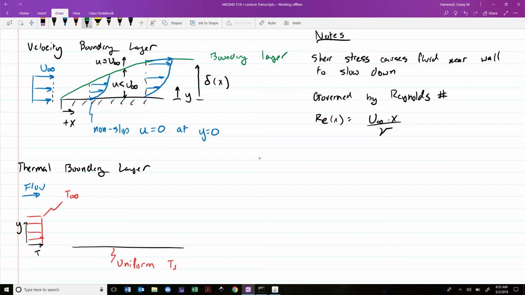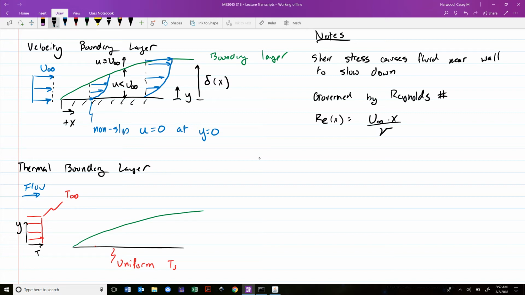So what's going to go on is as the flow encounters the plate, similar to the non-slip boundary condition, we're going to have a thermal equilibrium condition that says right at that surface, the fluid has to take on the surface temperature. Okay, those molecules that are in contact with the surface have to reach thermal equilibrium. So we're going to end up with this region of changing temperatures that we know as the thermal boundary layer.